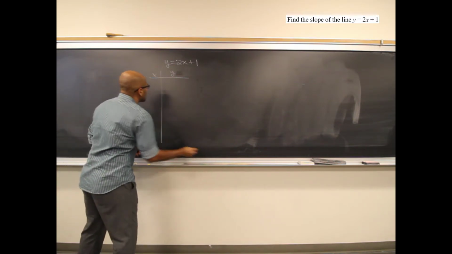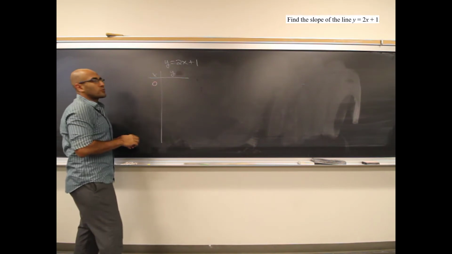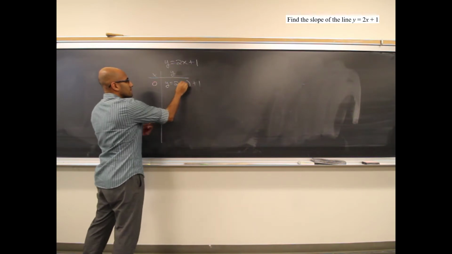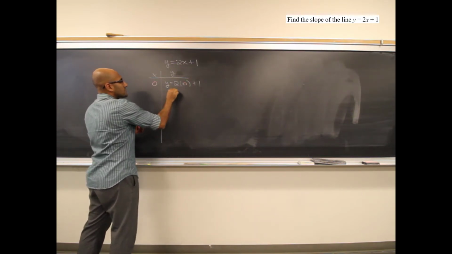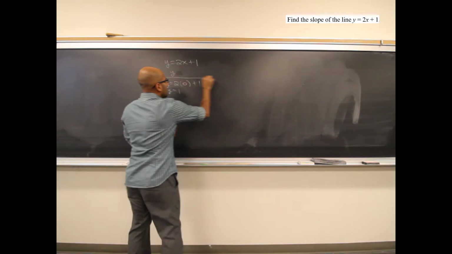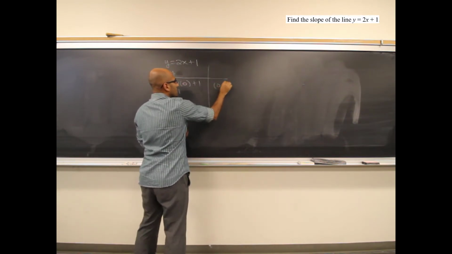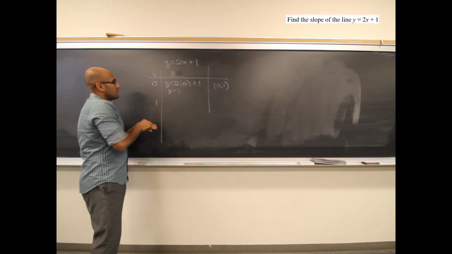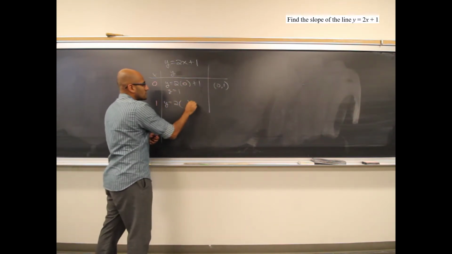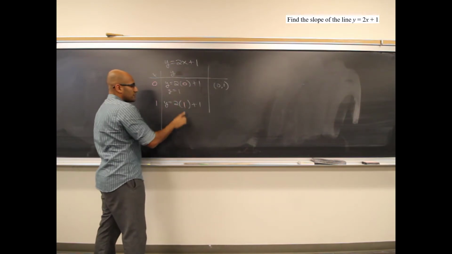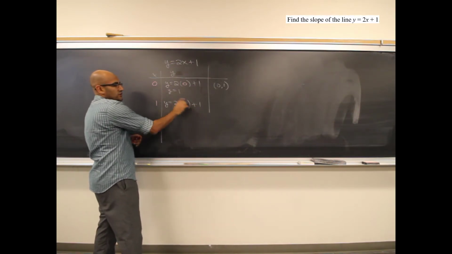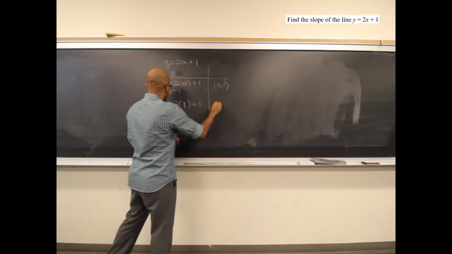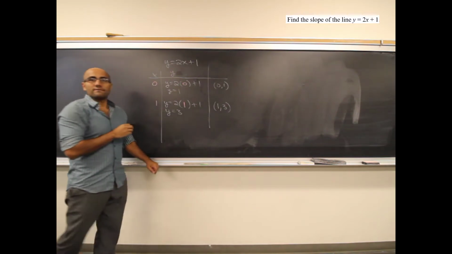So for instance, when x is 0, and 0 is always a good one to try, then y equals 2 times 0 plus 1. So that means y is going to turn out to be 1. And so we'd have a nice ordered pair of 0, 1. Or when x is 1, then we'd have y equals 2 times 1 plus 1, which means y is going to be equal to 2 plus 1, or 3. So we'd have the nice ordered pair of 1, 3.